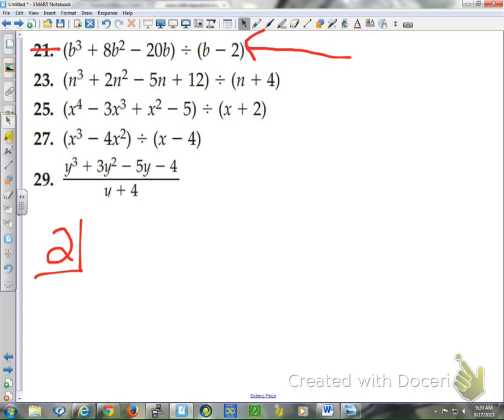What's the number in front of the b cubed? 1. In front of the b squared? In front of the b? Yes. Now, this is the step.